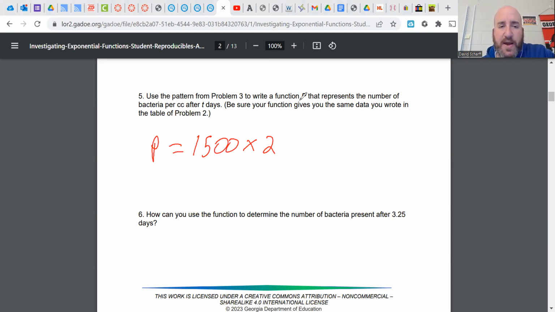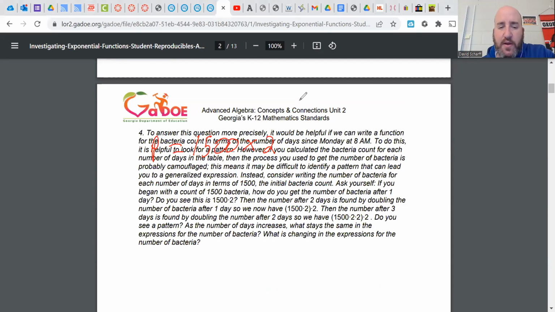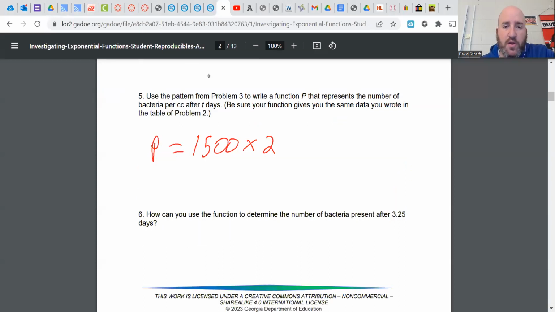So if you go back up and scroll up, we almost are going to work backwards, okay? So after day 3, if we look, we have 1,500 times 2 times 2 times 2. So after day 3, I'm multiplying by 2 3 times. After day 2, 1,500 times 2 times 2, I'm multiplying by 2 twice. And then day 1, I'm only multiplying by 2 1 time. So if we take that into consideration, day 3, I've got 2 times 2 times 2.